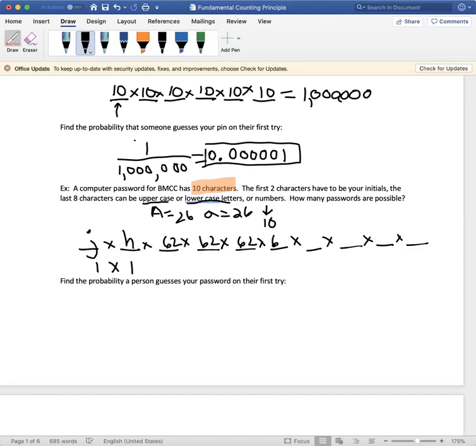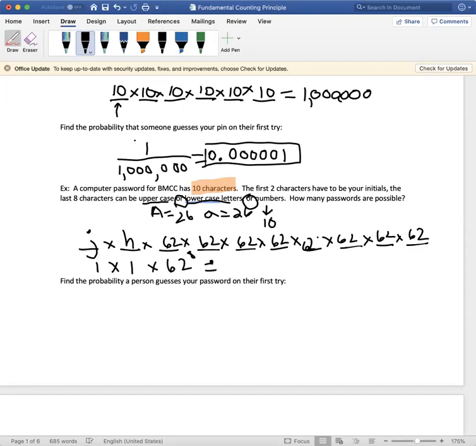It could be capital letters. We have 26 of them. It could be lowercase letters. We have 26 of them. Or it could be digits. We have 10 of them. And again, remember when we say or, or is a hint that we're going to add. So 26 plus 26 is 52, and 52 plus 10 is 62. So we have 1 times 1 times 62, and remember, if you remember your algebra, this is the same thing as saying 62 to the 8th power.